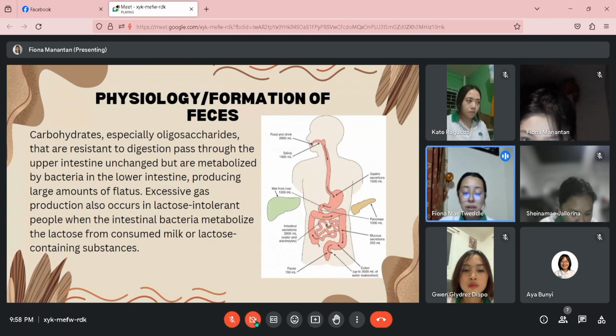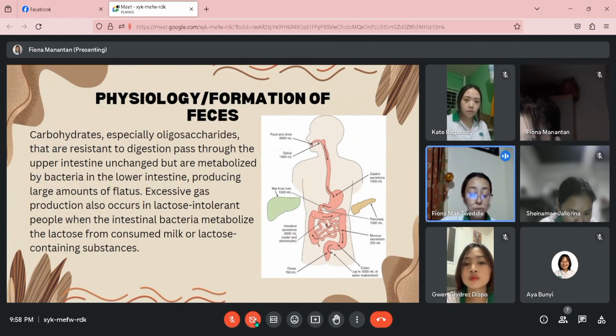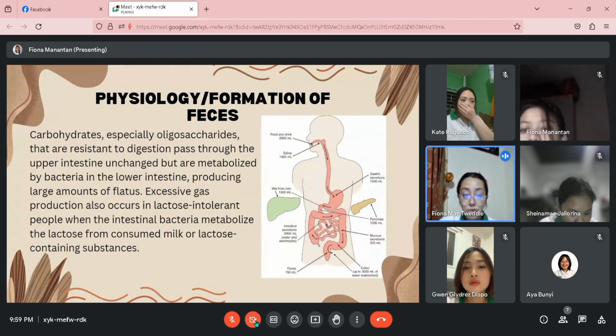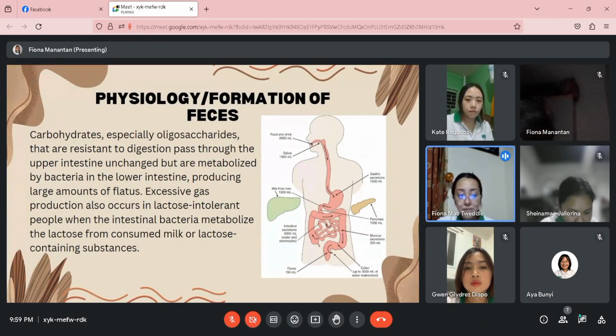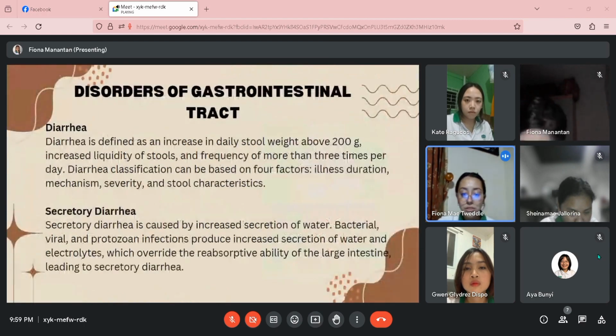And again, how are they reabsorbed? By the microvilli. And any undigested foods travel down to the large intestine, where again also more water is reabsorbed. And then lastly, the feces or the undigested foods are excreted as feces by the anus. And next we will have our discussion on the disorders of the gastrointestinal tract.